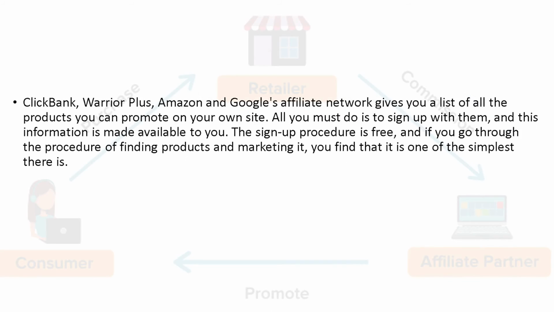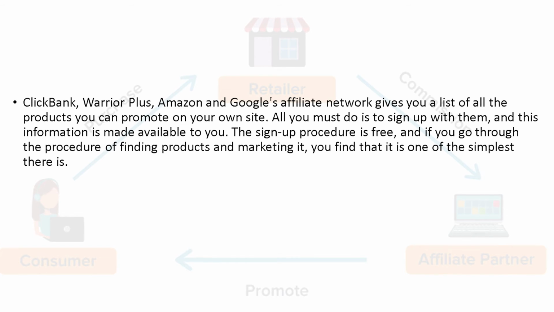Affiliate networks. ClickBank, Warrior Plus, Amazon, and Google affiliate networks give you a list of all the products you can promote on your own site. All you must do is sign up with them, and this information is made available to you. The sign up procedure is free, and if you go through the procedures of finding the product and marketing it, you find that it is one of the simplest there is.